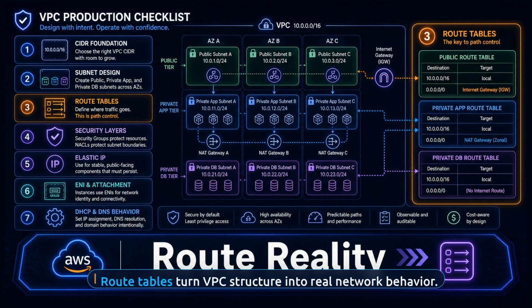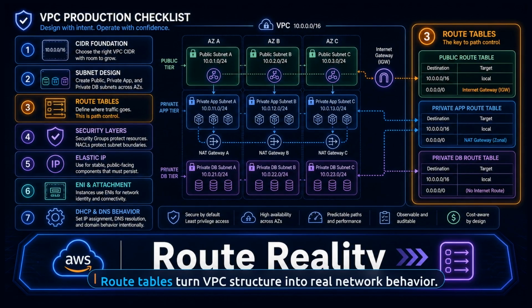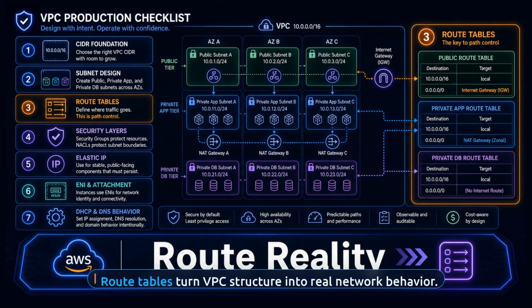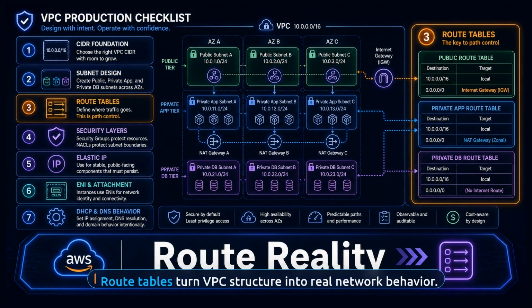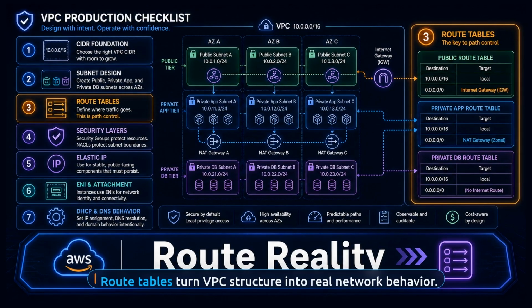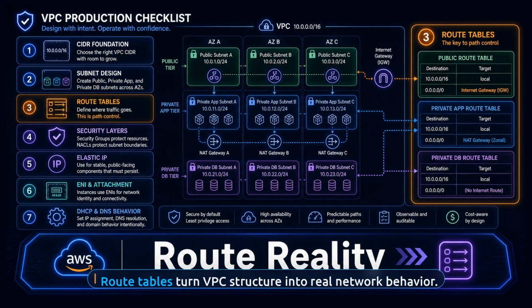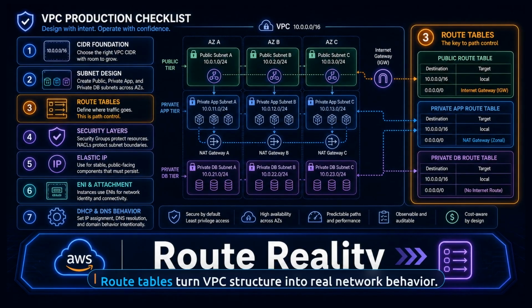And if you remember one production lesson from this video, remember this. Route tables matter because they define the path reality of the VPC. Good AWS networking is not about pretty subnet names. It is about deliberate path control.